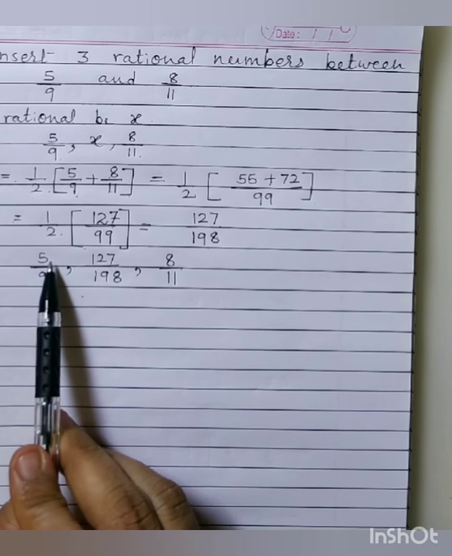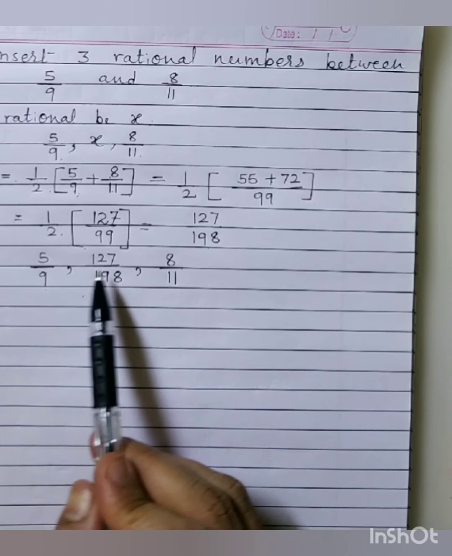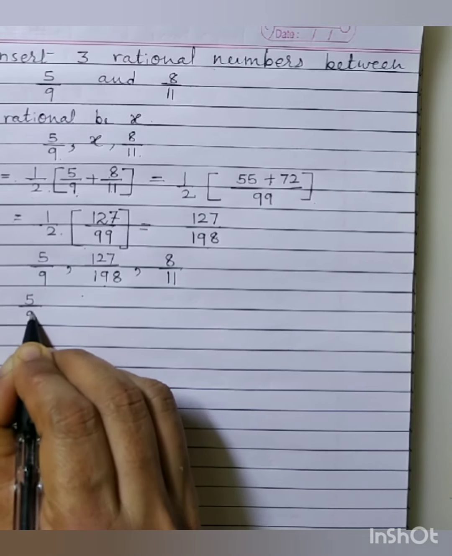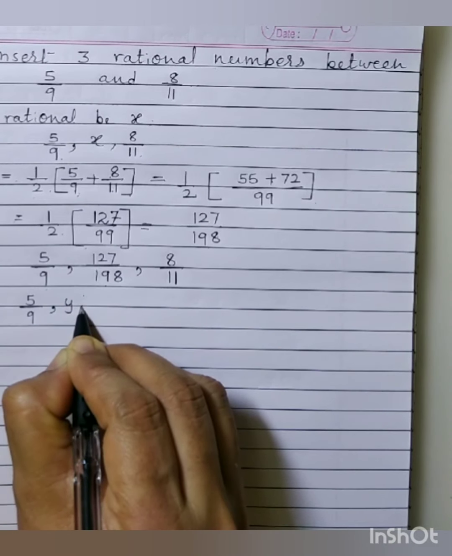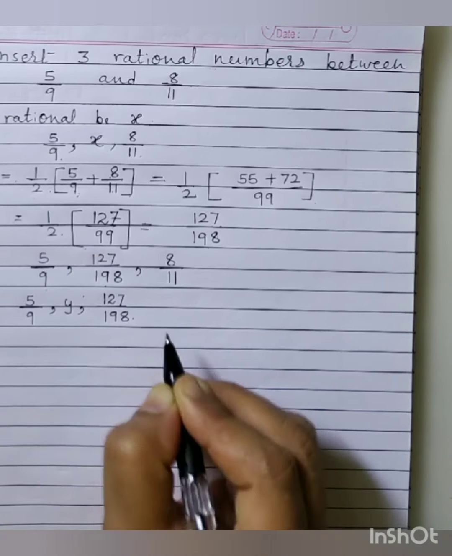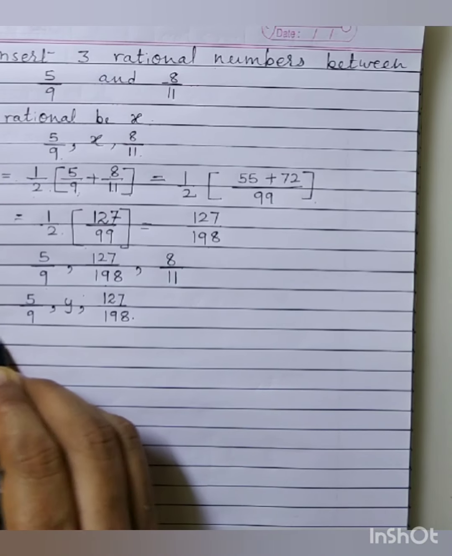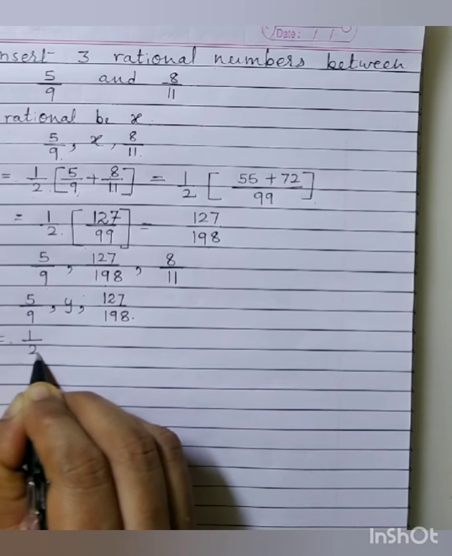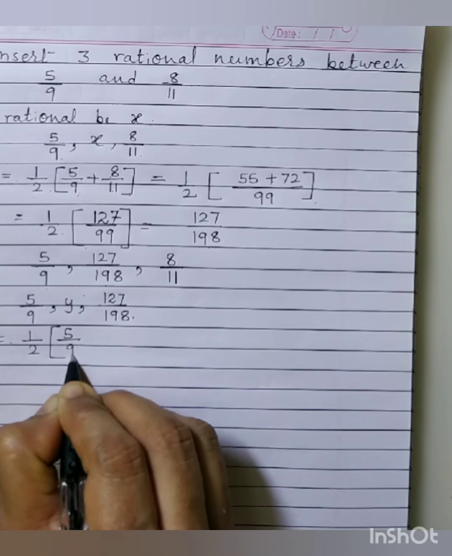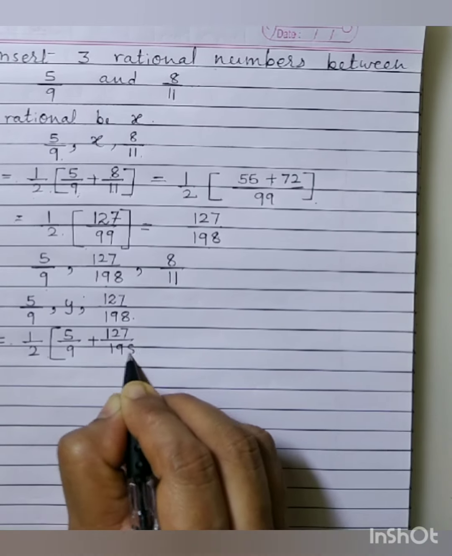How will we introduce them now? You can introduce one between 5 upon 9 and 127 upon 198, right? Okay, so let's go for that. So 5 upon 9, and 127 upon 198, I'll take the number between them as say y. This will be the second rational we are going to have. Same procedure we'll be following. Y equals 1 upon 2, bracket 5 upon 9 plus 127 upon 198.